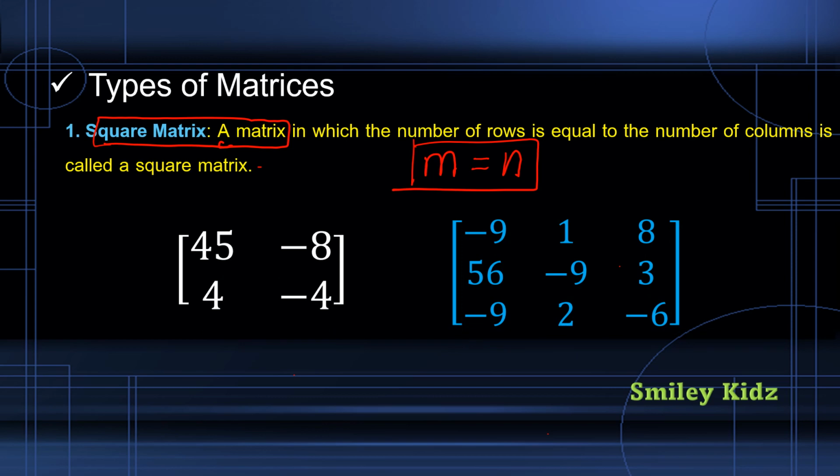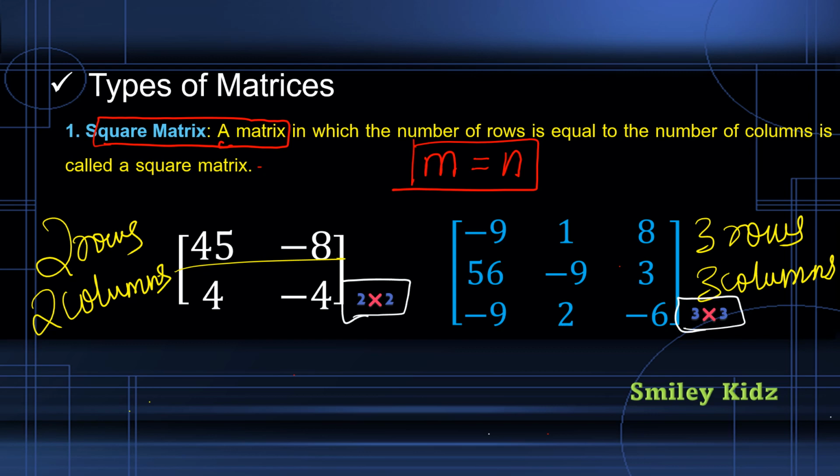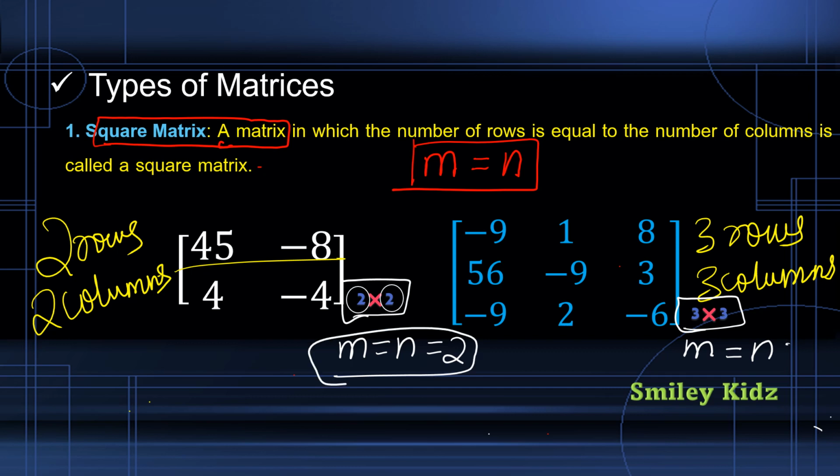Here we have a quick example. Well, here we have 2 rows and we have 2 columns. On the other hand, we have 3 rows and we have 3 columns. Now, what is the order of this matrix? 2 cross 2 and 3 cross 3. Here if you observe, m is definitely equal to n, isn't it? That is equal to 2 here and 3 here. That is, the number of rows will definitely be equal to the number of columns when we talk about the square matrix.